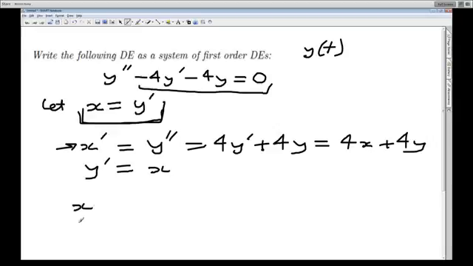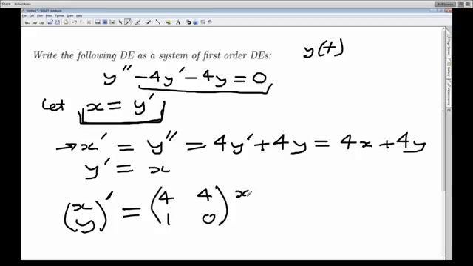So what we can now write out more succinctly, with x, y as our variables, is that the derivative with respect to time can now be written as a matrix: 4, 4, 1, 0 times x, y. So this is a linear differential equation and it's homogeneous. So everything is essentially described by the matrix.